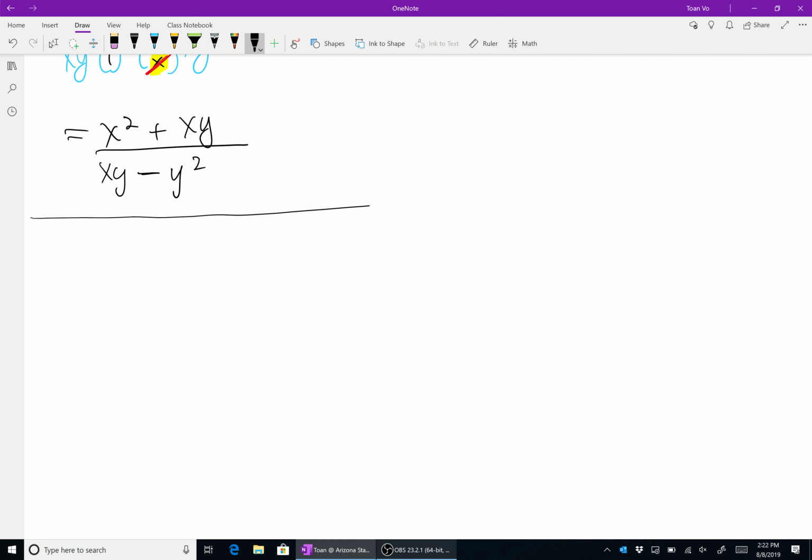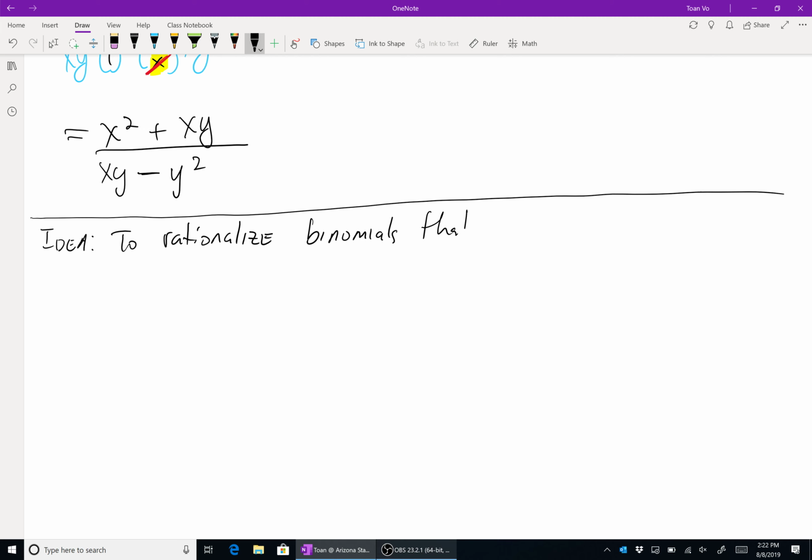Another thing you'll do a lot in pre-calculus is rationalizing. Now, you're probably thinking, hey, we already did rationalizing. Why are we doing it again? Well, in the previous lessons, we rationalized monomials. You'll see a lot of binomials in calculus. So this is the idea: to rationalize binomials that contain square roots.